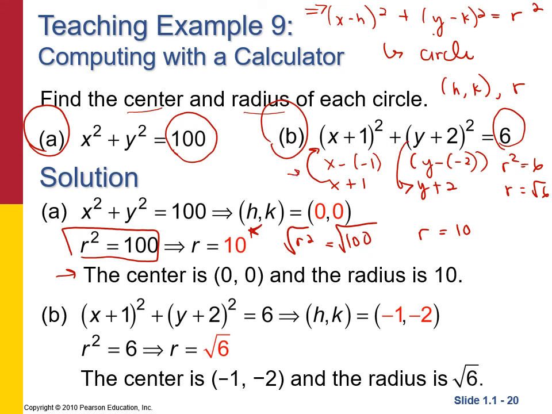Notice here (h, k) is (-1, -2). Why? Because of what I explained to you over here. And r is root 6. And this is the center and the radius.